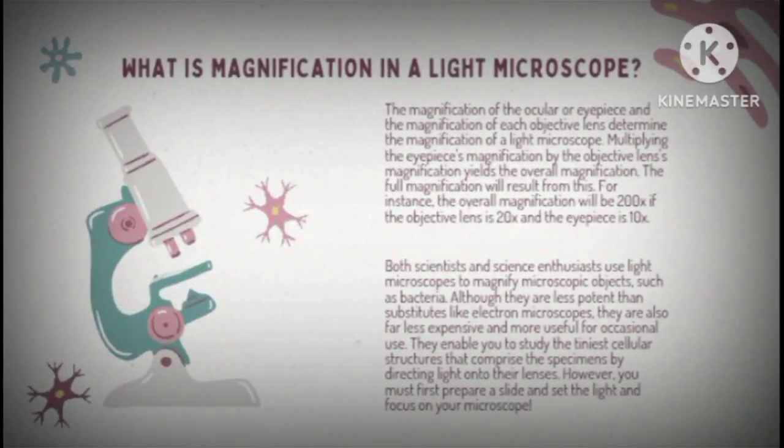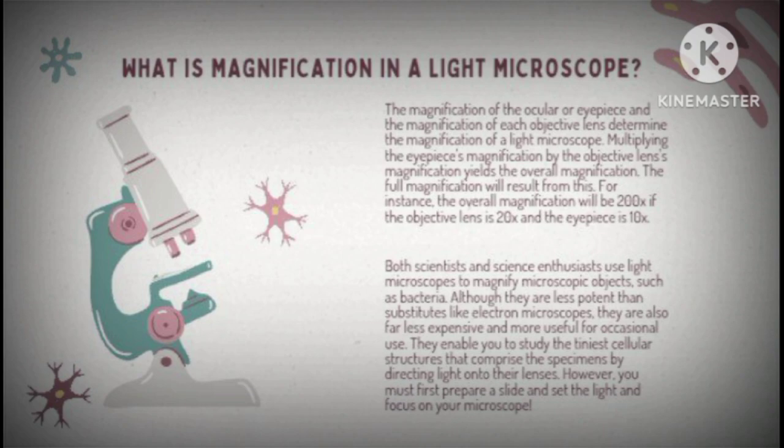Let me explain one more thing. What is magnification in a light microscope? The magnification of the ocular or eyepiece and the magnification of the objective lens determine the magnification of the light microscope. Multiplying the eyepiece magnification by the objective lens magnification gives the overall magnification. This will give the full magnification. For instance, the overall magnification will be 200x if the objective lens is 20x and the eyepiece is 10x.